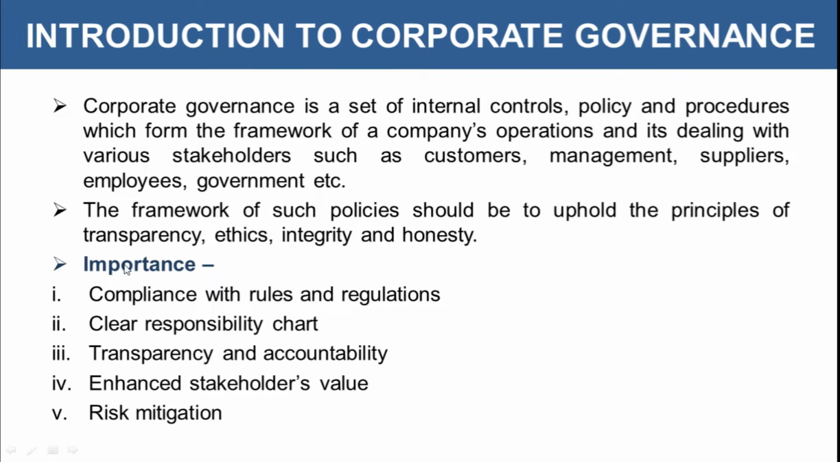Now let's see some of the importance. Compliance with rules and regulations, as you have already understood. It also mentions a clear responsibility chart. In any organization structure, there are various levels: the top level, the middle level, and the bottom level, at which various employees work, the management works, as well as the chairman and board of directors. So what are the various responsibilities of them? It tries to cover the whole responsibility chart.